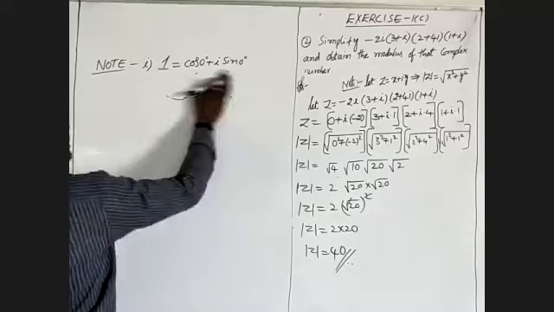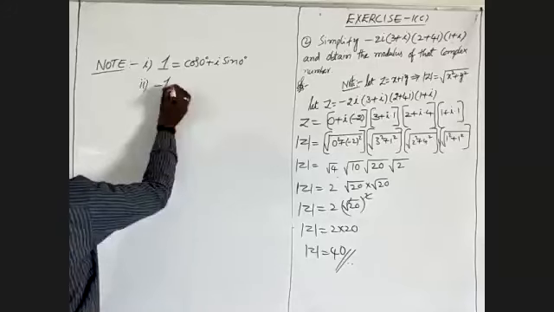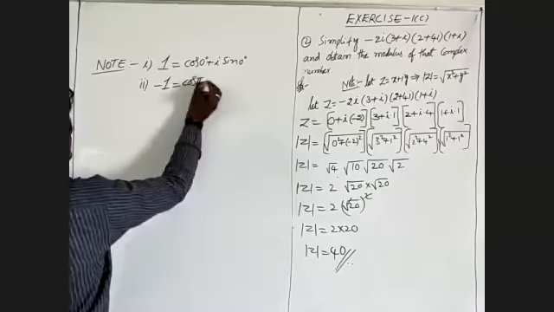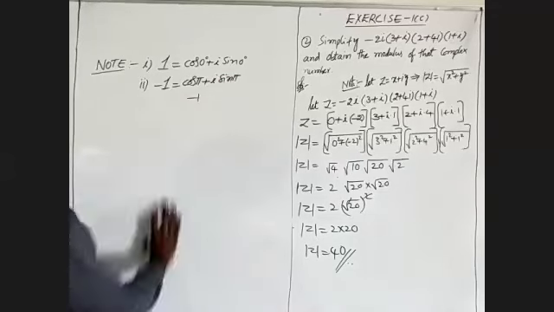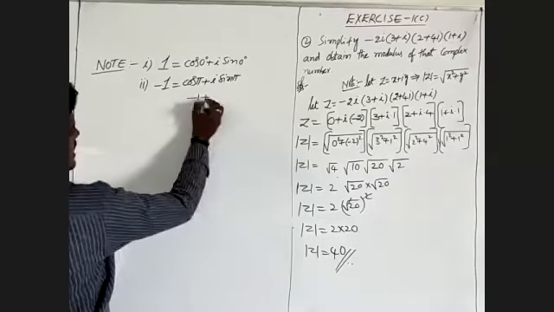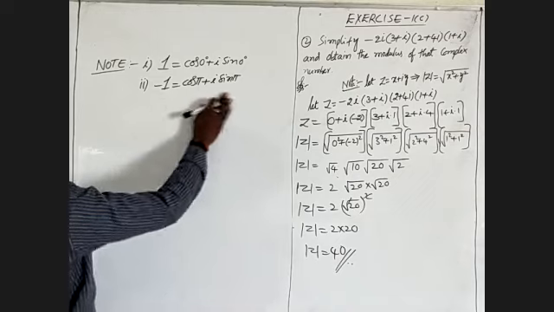Later, the remaining ones I have to write. The second one, minus 1, will be written as cos pi plus i sin pi. Cos pi is nothing but minus 1, as well as i into sin pi, which is 0. 0 into i is 0. 0 plus minus 1 is minus 1.